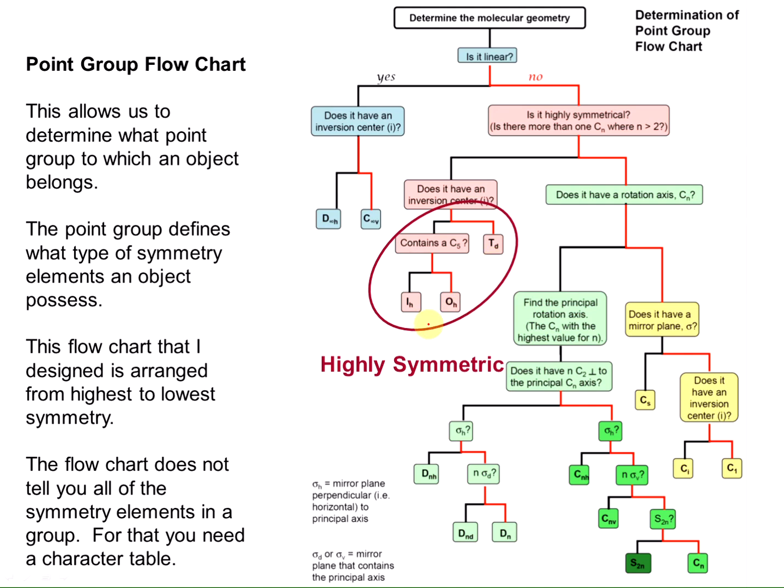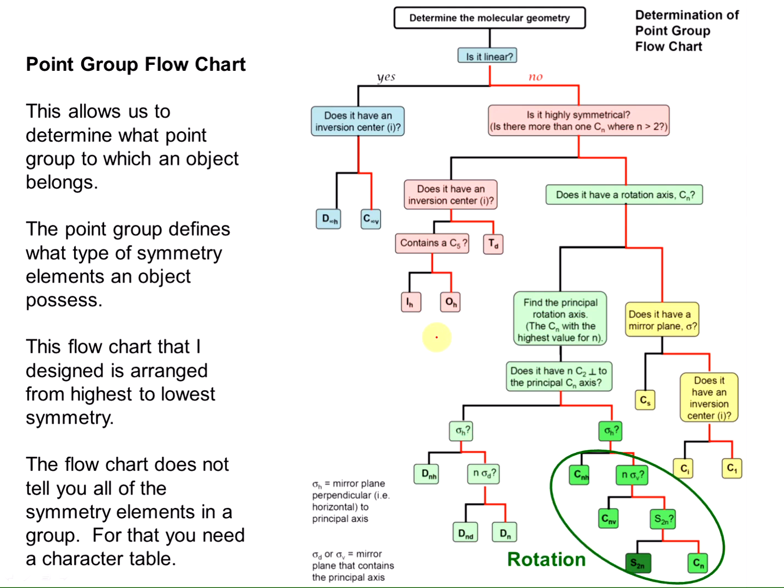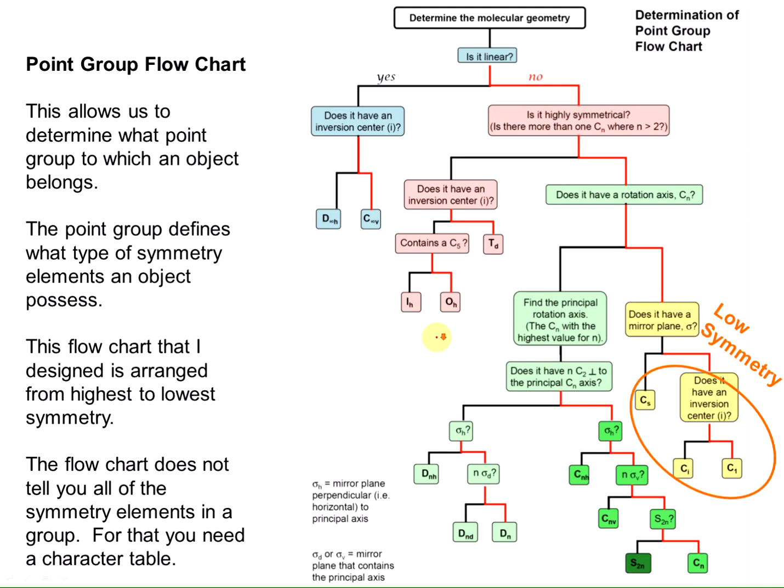Then we have our rotation with the perpendicular C2s. So these would be our D groups. And then we have our C groups, so these don't have perpendicular C2s. And then our lowest symmetry elements would be the Cs, so this only has a mirror plane, the Ci, which means it only has an inversion center, and the C1, which means it only has the identity element. So we start from here, assuming it has the highest symmetry, and then as we exclude these higher symmetry elements, we eventually move on to the lower symmetry till we find what it actually classifies as.